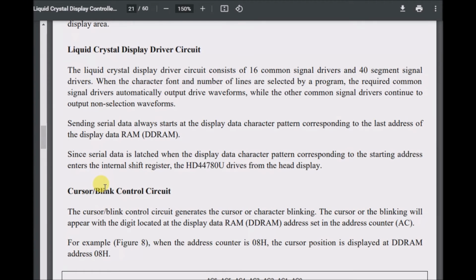Sending serial data always starts at the display data character pattern corresponding to the last address of the display data RAM, DDRAM. Since serial data is latched when the display data character pattern corresponding to the starting address enters the internal shift register, the HD44780U drives from the head display.